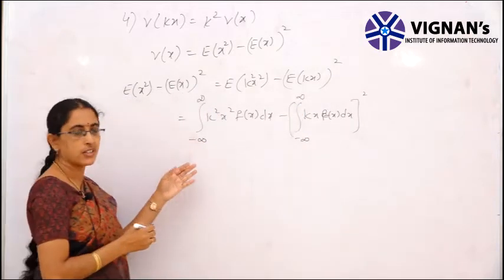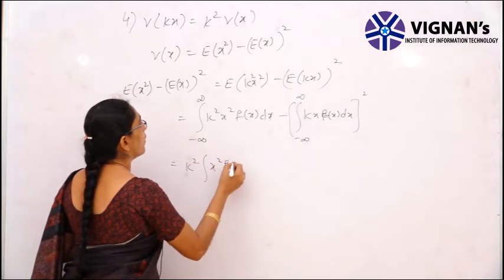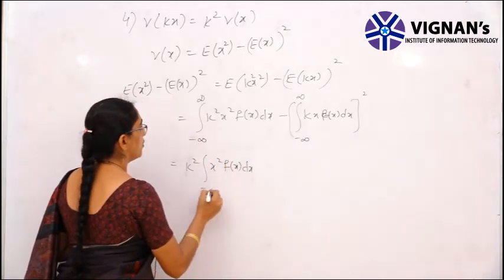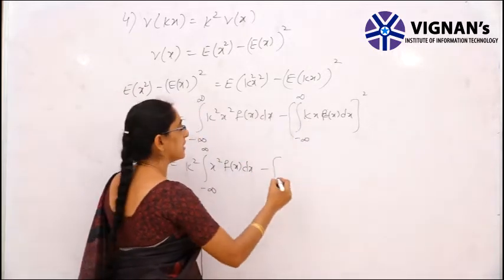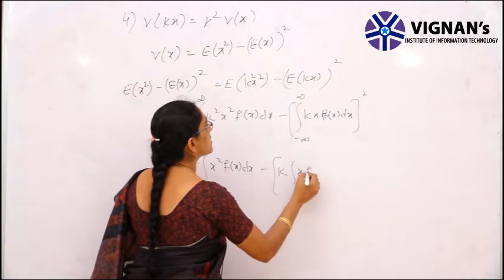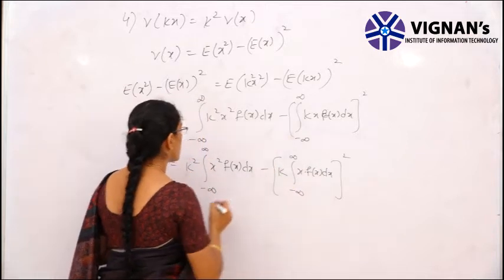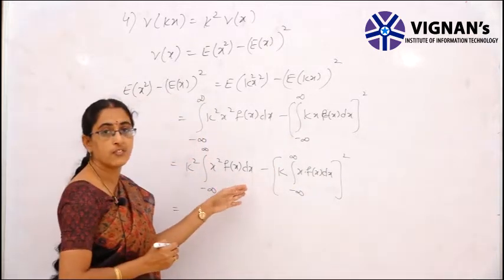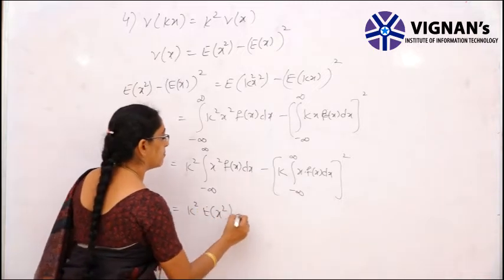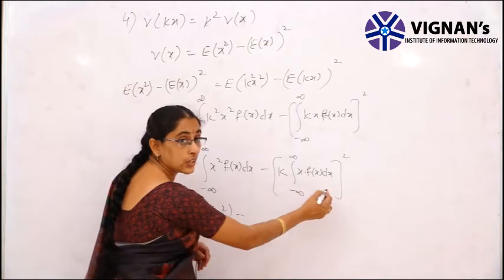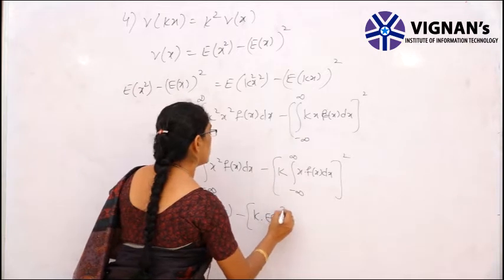So k is a constant, we can bring it outside the integral. So k square into integral x square into f of x dx from minus to plus infinity minus, here also we can bring k outside the integral. So k into integral x into f of x dx whole square. Integral x square into f of x dx is nothing but expectation of x square, and integral x into f of x dx is e of x. So k into e of x whole square.